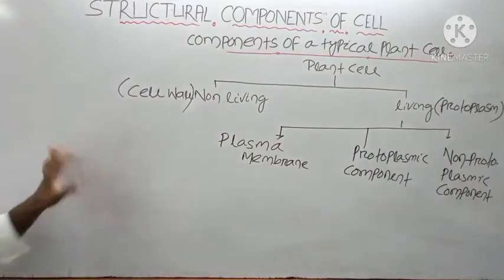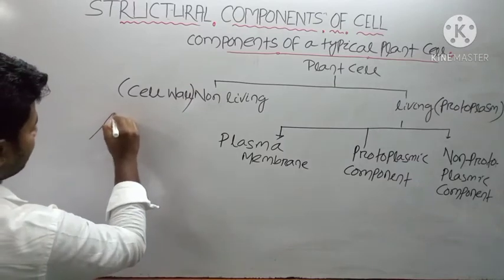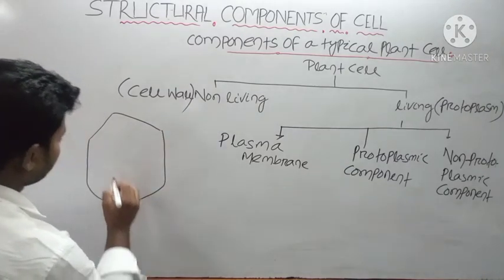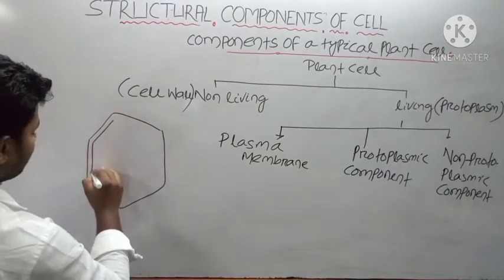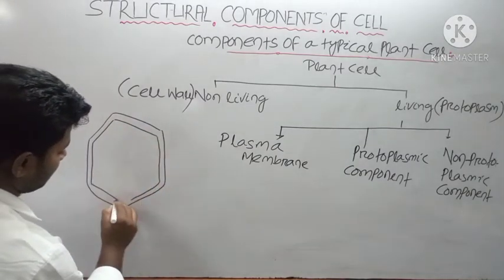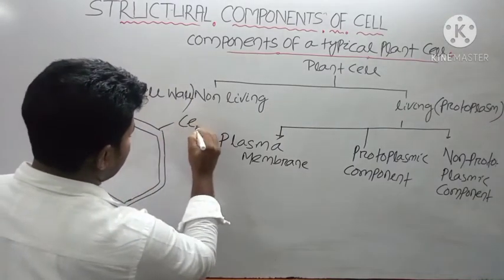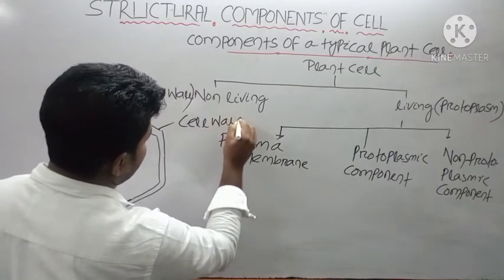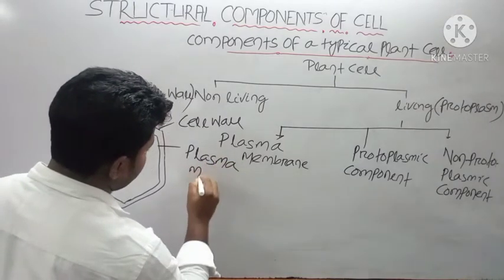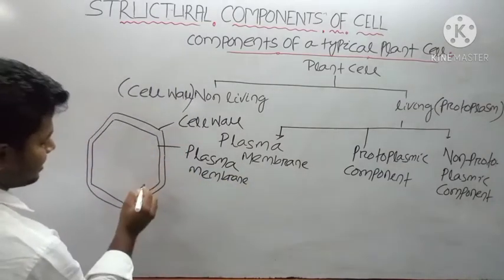Suppose we draw a diagram of a plant cell. The non-living part will be this, that is the cell wall, and this is the plasma membrane.